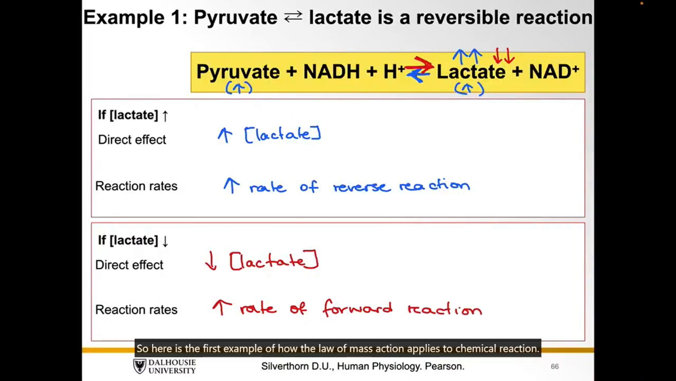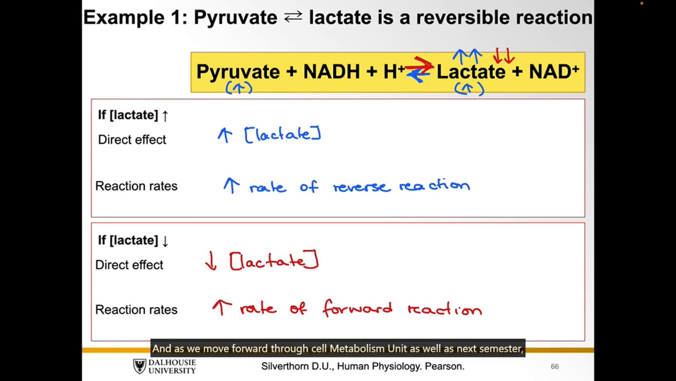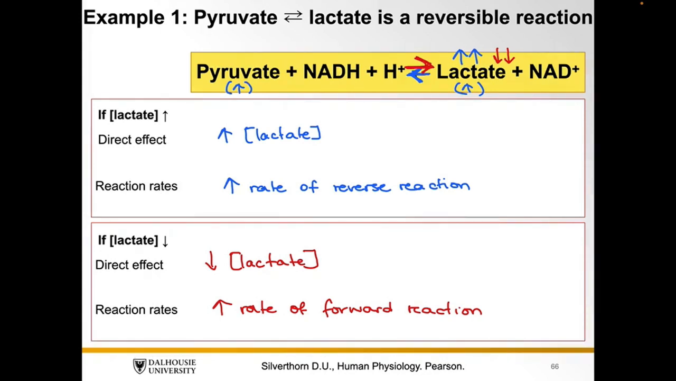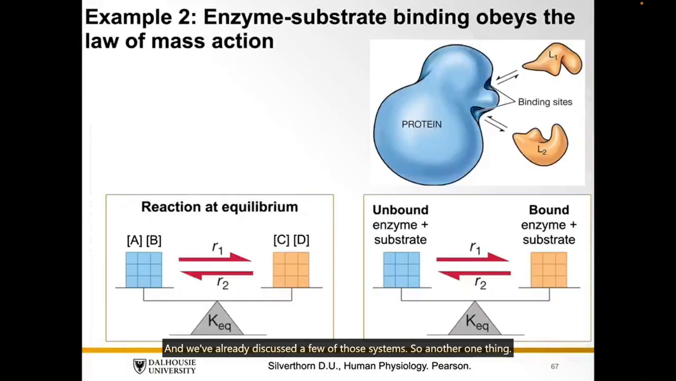So here is the first example of how the law of mass action applies to chemical reaction. And as we move forward through the cell metabolism unit, as well as next semester, we will use this law of mass action over and over again to understand how the body maintains homeostasis. Now, the law of mass action does not only apply to chemical reaction. It actually applies to any protein binding interactions. And we've already discussed a few of those systems.